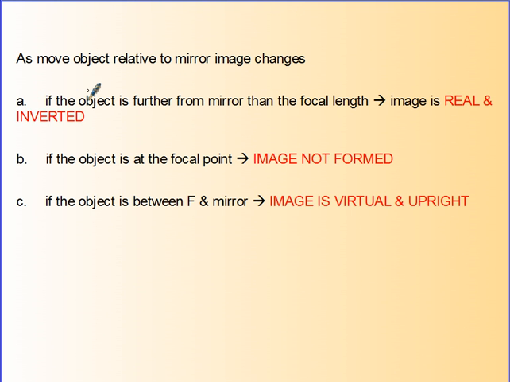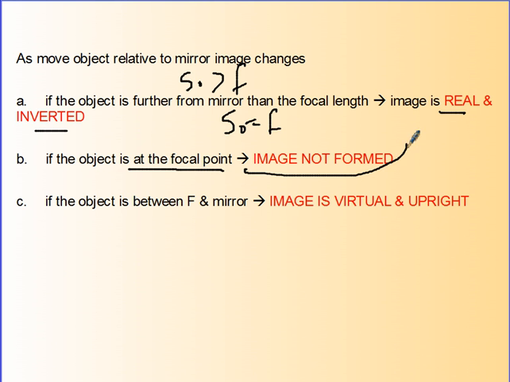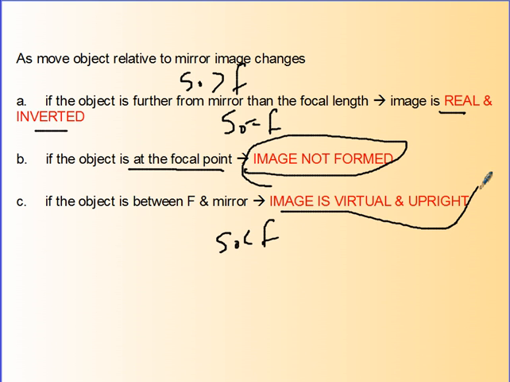Now, as you move the object, you're going to see a number of things. If the object's further from the mirror than the focus, then the image is real and inverted. So whenever SO is greater than the focus, you get real and inverted images. If it's at the focal point, so the object is sitting at the focus, we're not going to get an image at all. And if the object is between the focus and the mirror, so SO is less than the focus, we're going to get a virtual and upright image. Let's do those.